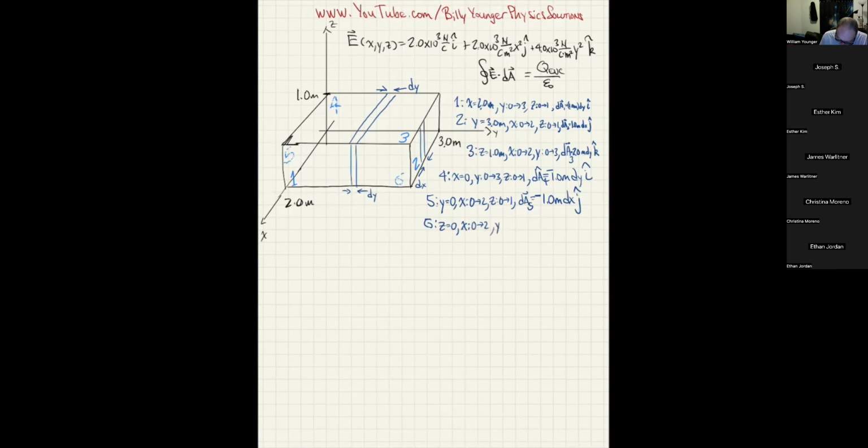Now the y is going to integrate over or go from 0 to 3. So the y is going to go from 0 to 3. I'll put 0 to 3, and then dA6 is going to be again negative, but this time it's the same thing as the negative of 3, but it's going to be negative 2.0 meters times dy times k hat. Okay.